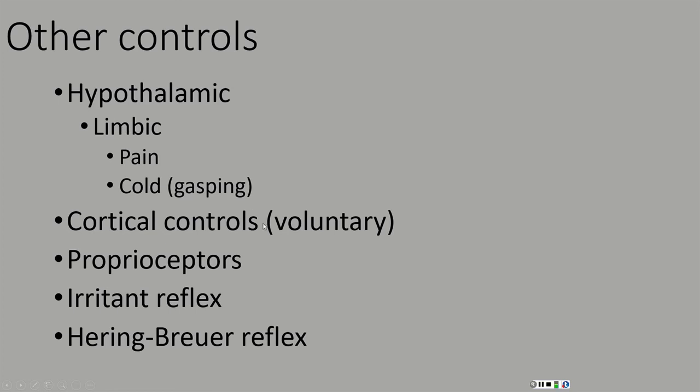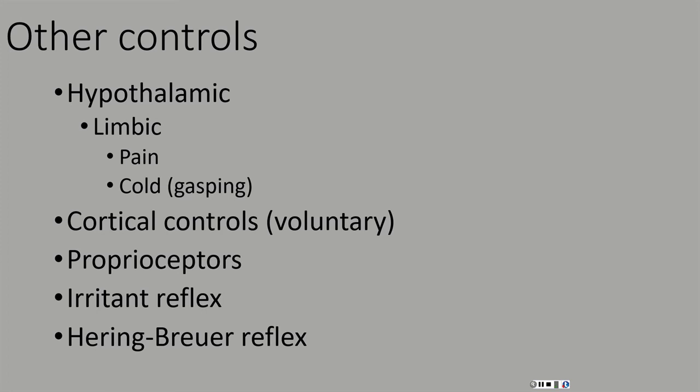Cortical controls. So we can voluntarily breathe. Right now you can say, okay, I'm going to inhale, and you can make yourself inhale. You can breathe faster or slower at will. So we can have cortical controls over our breathing.